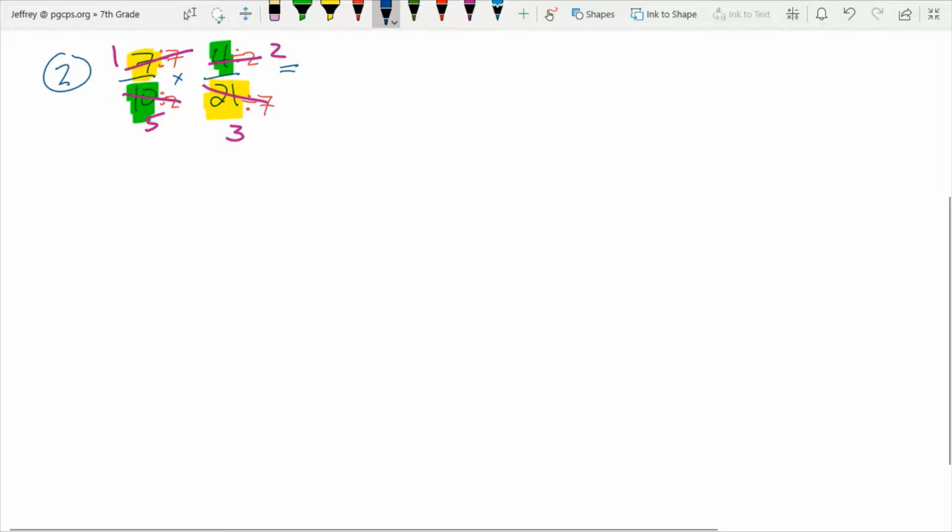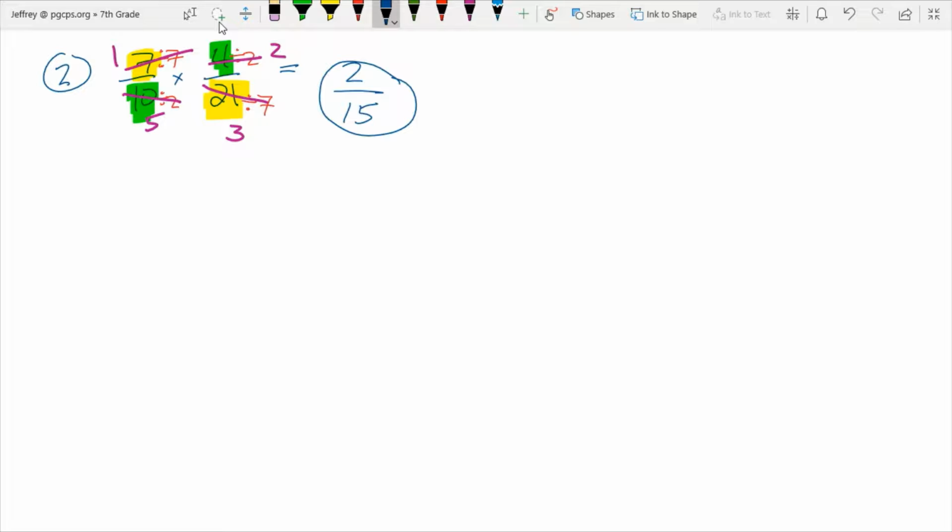Now we can multiply straight across. 1 times 2 is 2, and 5 times 3 is 15. And you are done. See how easy that is? Now, I'm not going to show you what I'm going to divide next, so you'll see how fast doing this strategy is.